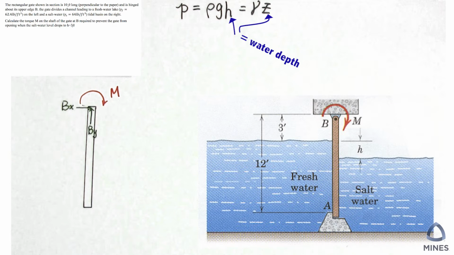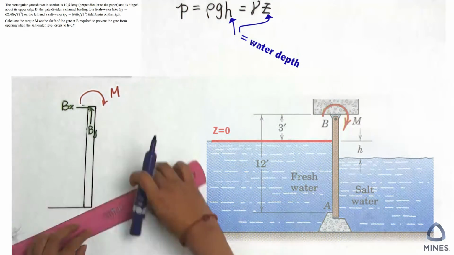So what is the water pressure on the water surface? 0. Which means the z is going to be 0. If our depth is increasing, then our pressure is going to increase too. So overall, we're actually going to have a triangle distributed load.